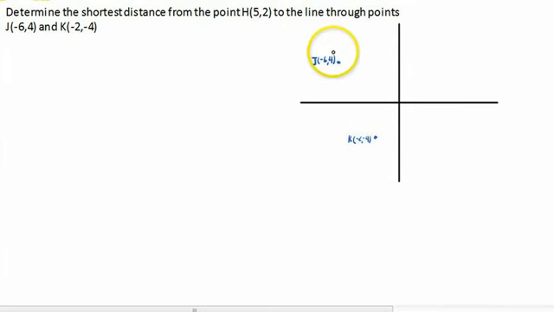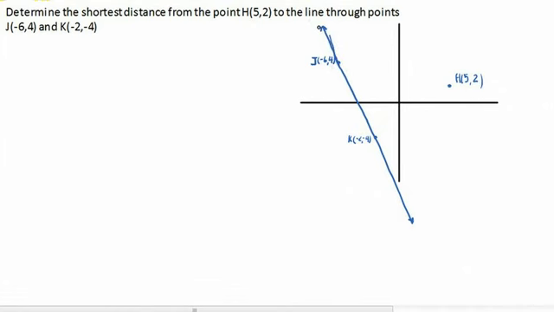Now, the question says, determine the shortest distance from the point H(5, 2), which is right here, to the line through the points J and K. So we have to imagine that there's a line that comes through these 2 points here. So we're just going to sketch in a line here. It doesn't have to be perfect.